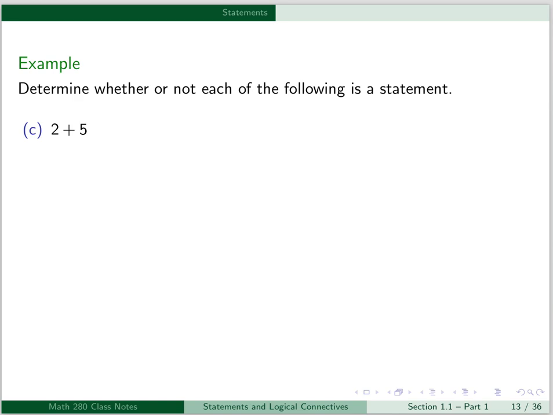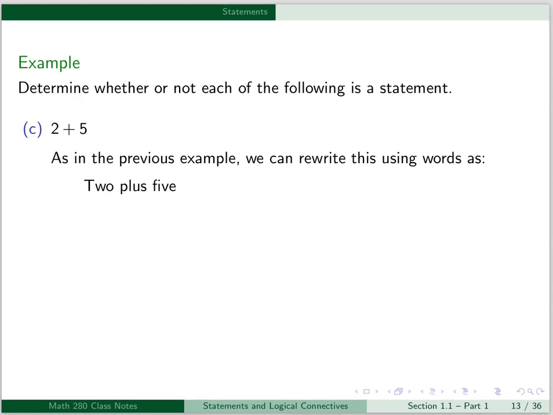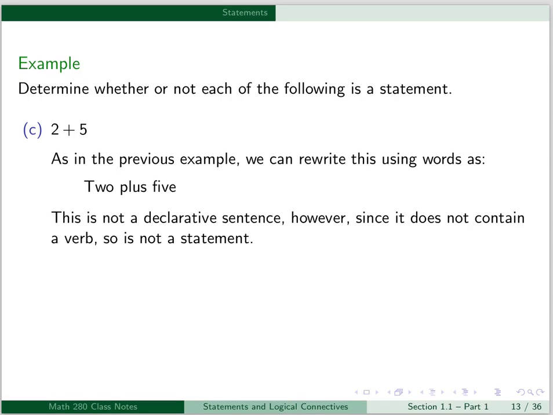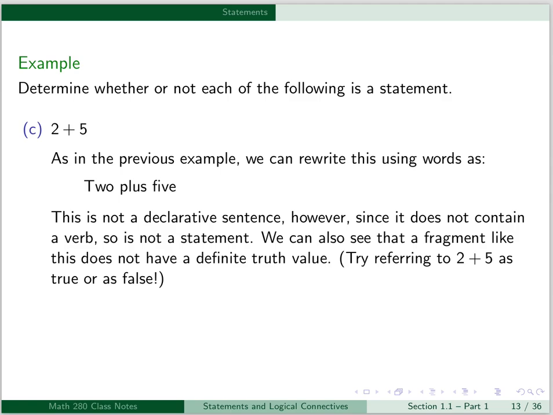Next, we have 2 plus 5. As in the previous example, we can rewrite this using words as "2 plus 5." This, however, is not a declarative sentence, since it does not contain a verb, so it is not a statement. We can also see that a fragment like this does not have a definite truth value. Try referring to 2 plus 5 as being either true or false.